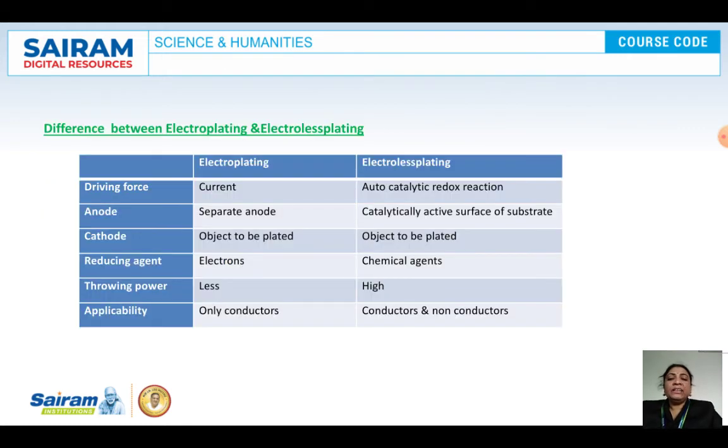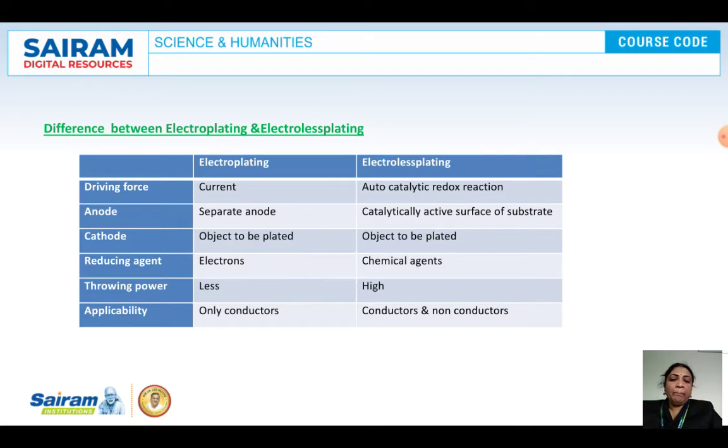Fine. Then let us see the difference between electroplating and electroless plating. This is one of the important questions. The question asked will be, what is electroless plating? What are the advantages? Or they will ask, differentiate electro and electroless plating. You can easily score marks. It's very easy to remember. So you know the definition of electroless plating and you know the advantages of electroless plating also.